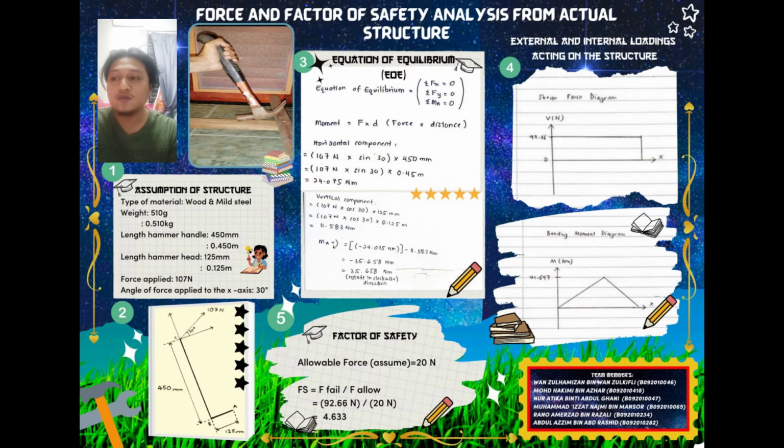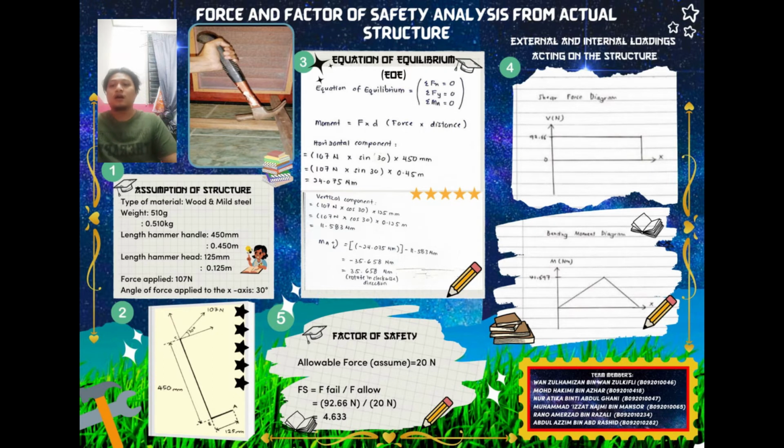Next step is we do the summation Fy equals 0. The direction upward is positive. So we know By positive plus 107 cos 30 equals 0. So we get By is negative 92.66 Newton.